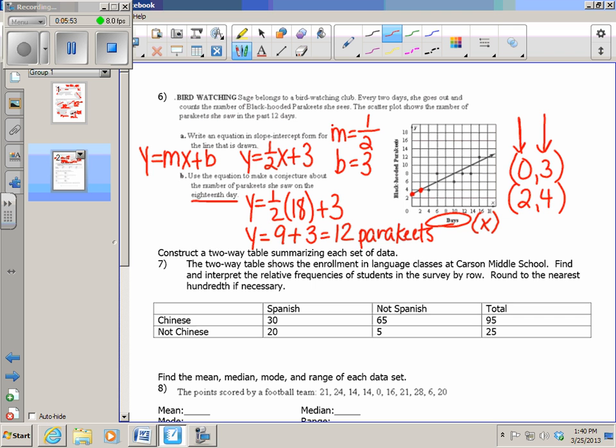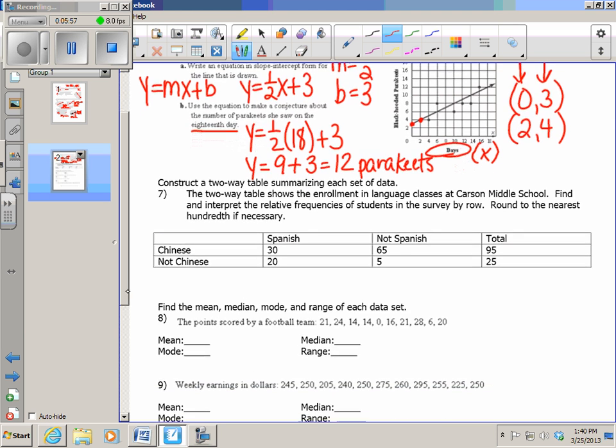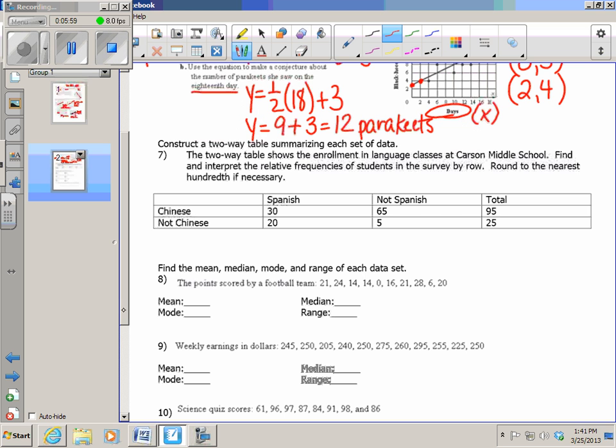Number 7 is asking us to construct a two-way table and then summarize. The two-way table shows the enrollment in language classes at Carson Middle School. Find and interpret the relative frequencies of students in the survey by row. Round to the nearest hundredth, if necessary. We are doing by row, so we are going across.